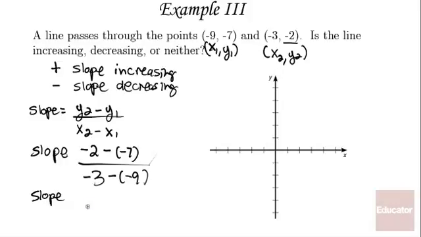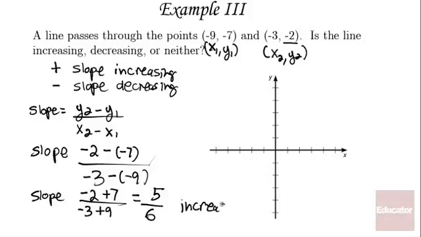Therefore, the slope is going to be minus 2 minus negative 7, which is the same as minus 2 plus 7, over minus 3 minus negative 9, so that's just going to be plus 9. To further simplify that, minus 2 plus 7 is 5, minus 3 plus 9 is 6. So I found that I have a slope of 5/6. And that tells me that this line is increasing as I go from left to right because it's a positive slope. And if I were to graph this out, I would find that to be true.